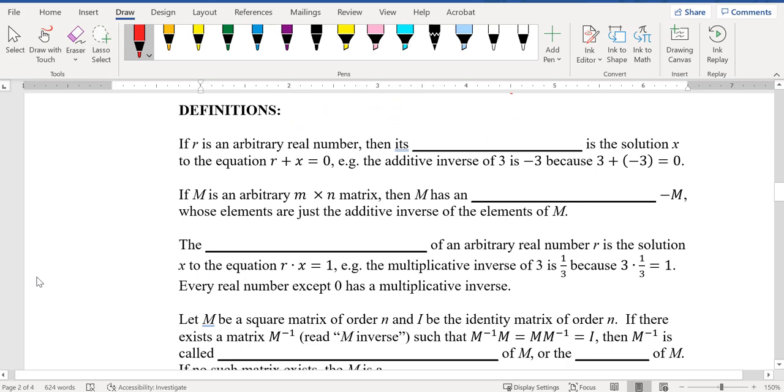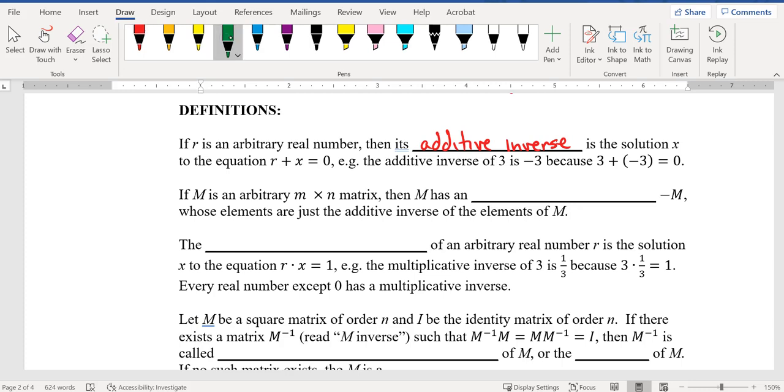All right, let's talk about some definitions. If R is an arbitrary real number, then its additive inverse is the solution X to the equation R plus X equals 0. For example, what's the additive inverse of the number 3? Well, the additive inverse is -3 because 3 plus -3 is 0. So -3 is the additive inverse of 3.